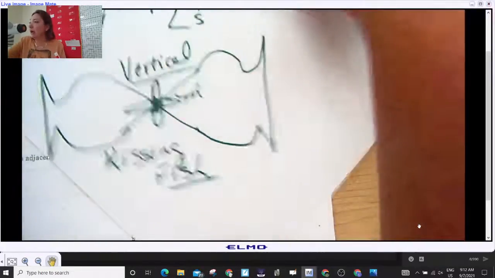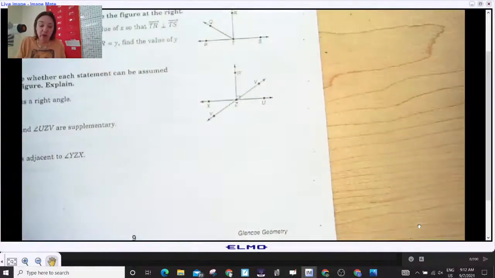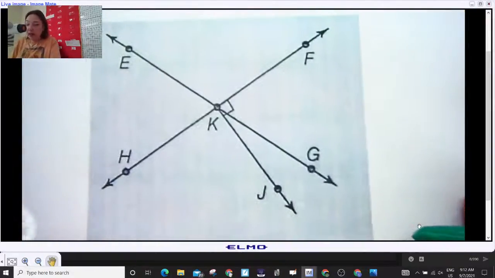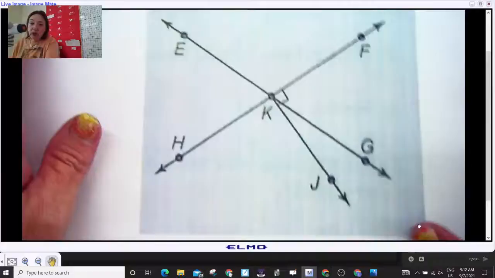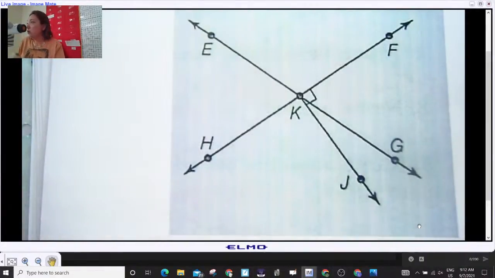So now let's put it to practice. On Skills Practice 1.5, that's what you should have in front of you right now. We have this diagram right here. And our first question says to name two acute vertical angles. Now, for us to name two acute vertical angles, the first thing we're going to have to do is figure out what are two lines that cross each other so that we know where angles are vertical at. So what are two lines in this diagram that cross each other?